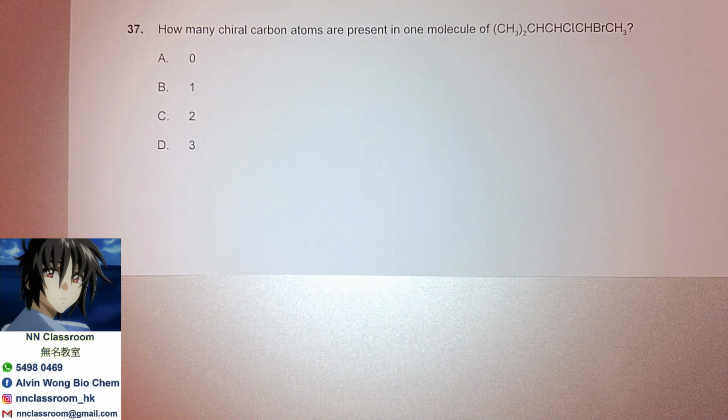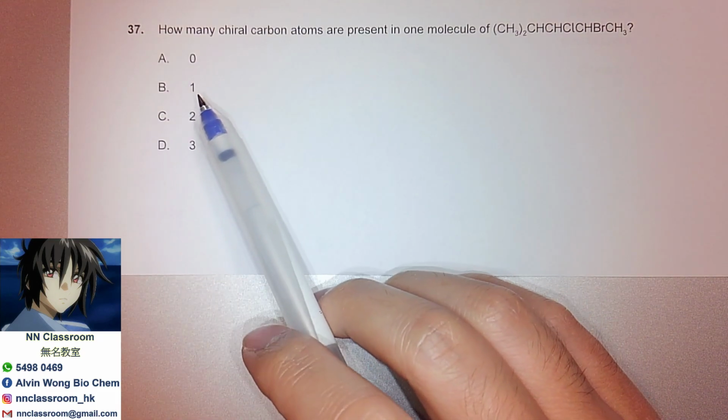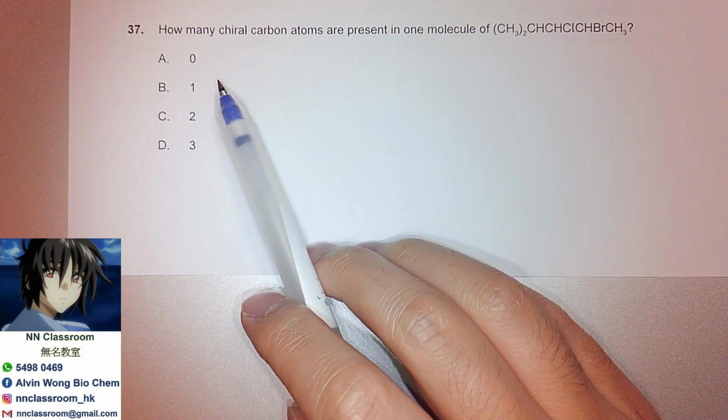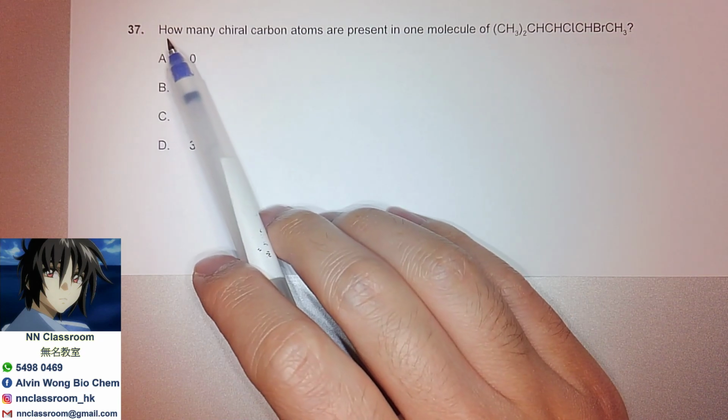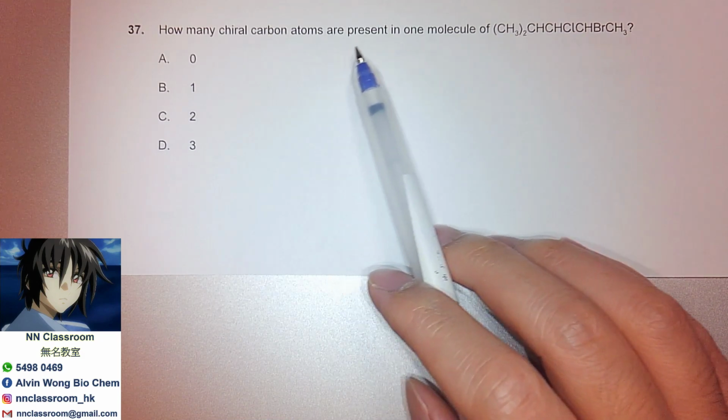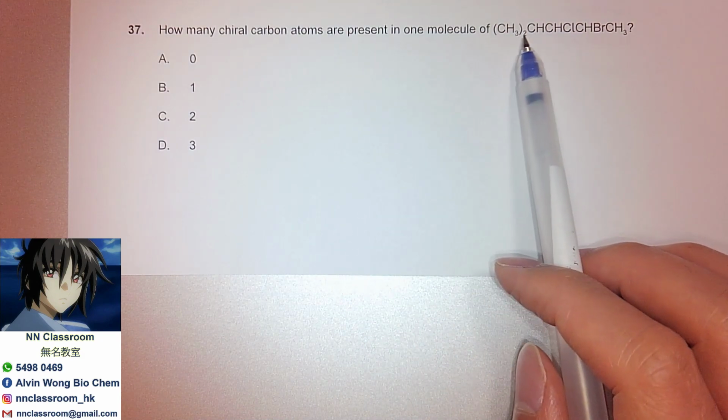Today I'd like to share with you a past paper question extracted from 2018 again, time zone 0 in November, right? So let's see. It's testing the understanding in topic 20, organic chemistry in the higher level syllabus. Let's see. How many chiral carbon atoms are present in one molecule of this entire thing?